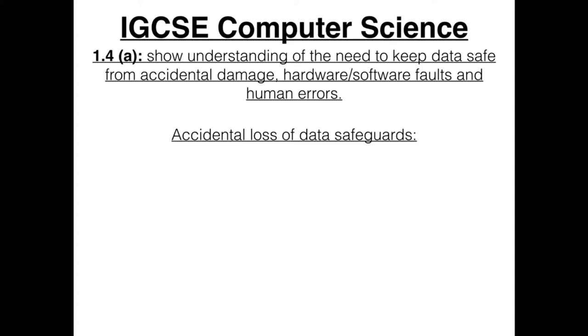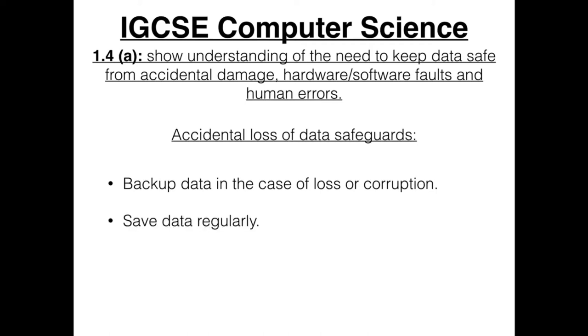Here are some safeguards. First one, backup data in case of loss or corruption. This is an important one. In fact, this is a safeguard for each and every one of these points here. Backing up data is really important because you always have a spare copy if your file gets lost, corrupted, or whatever.